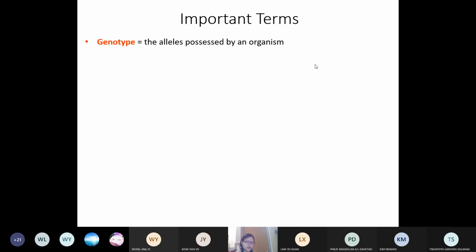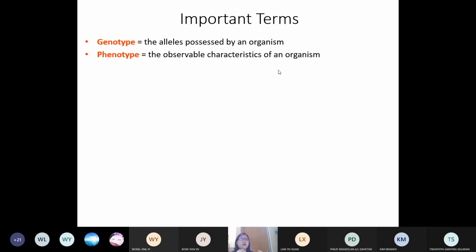Okay, moving on. So important terms in this chapter are 2 things. Number 1, genotype. Genotype is alleles possessed by an organism. I'm trying to pronounce alleles right. It's allele, right? Yes. Alleles possessed by organism. This means the genes that you have, right? And phenotype. Phenotype is different from genotype. Phenotype is the observable characteristics of an organism. So what can be seen?